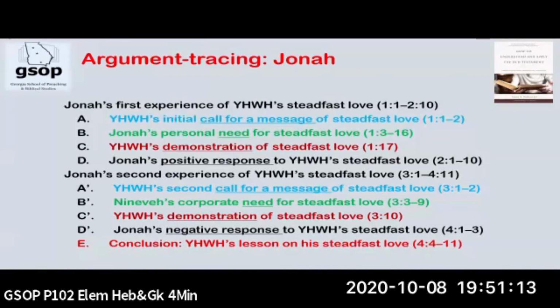And so then in the green, I color-coded these for a reason. In the green, Jonah's personal need for steadfast love is in verses 3 through 16. Now, we won't read it for time's sake, but chapter 1, verses 3 through 16 is, of course, when Jonah is on the ship. What happens to Jonah on the ship?